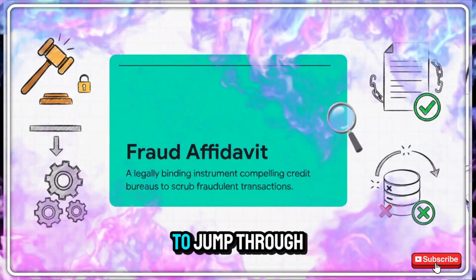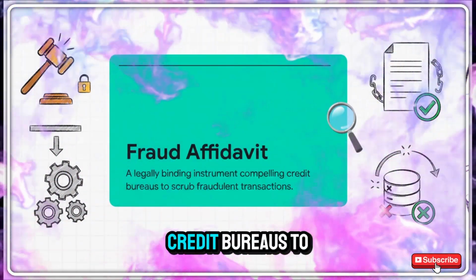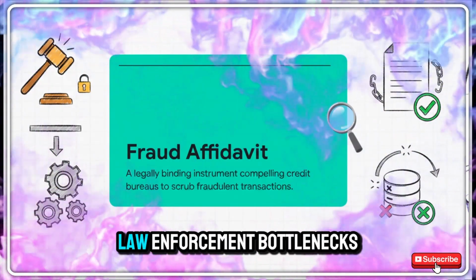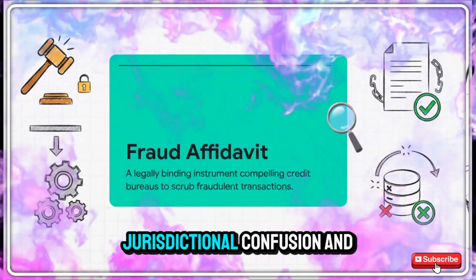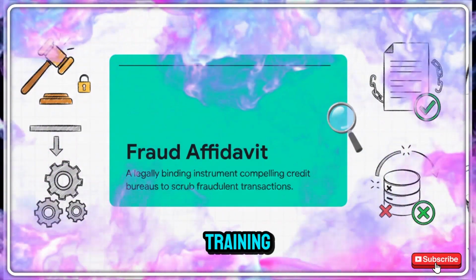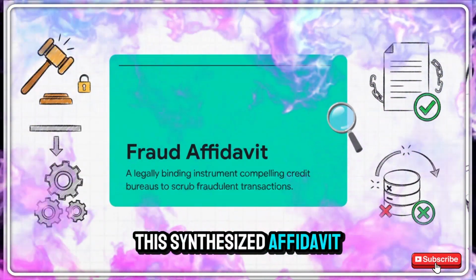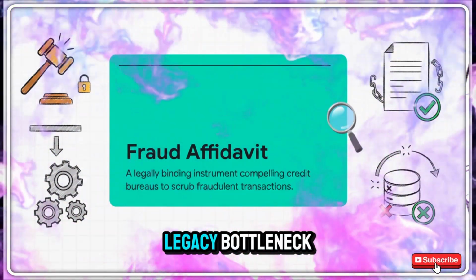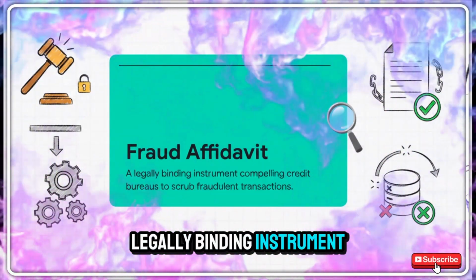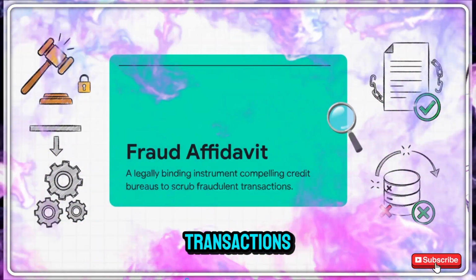Historically, victims had to jump through hoops to obtain a local police report just to force credit bureaus to act. That was a process absolutely fraught with local law enforcement bottlenecks, jurisdictional confusion, and frankly, officers who often completely lacked the training to handle complex cyber fraud. This synthesized affidavit completely circumvents that legacy bottleneck. It serves as a fully recognized, legally binding instrument that legally compels credit reporting entities to scrub fraudulent transactions.